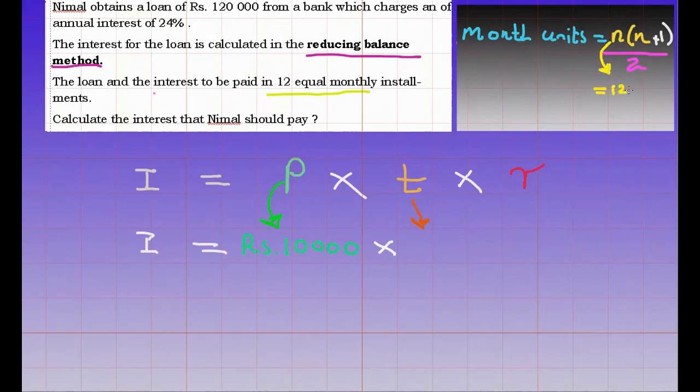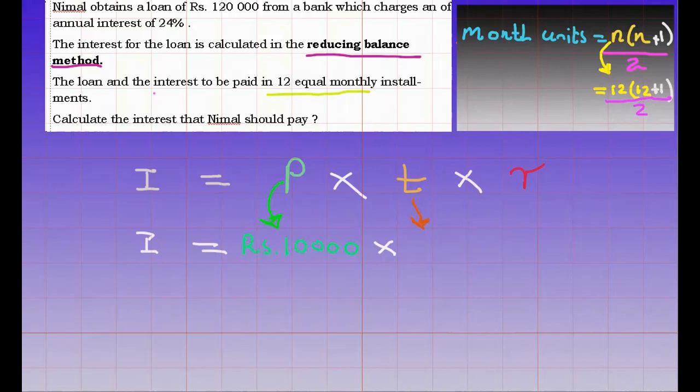So 12 times, once again you see an n inside the brackets, so you put 12 once again, plus 1, divided by 2. Now remember, regardless of the number of installments, the plus 1 and division by 2 always appear in the formula. All right. So case to case, n will differ, but plus 1 and division by 2 would always appear.